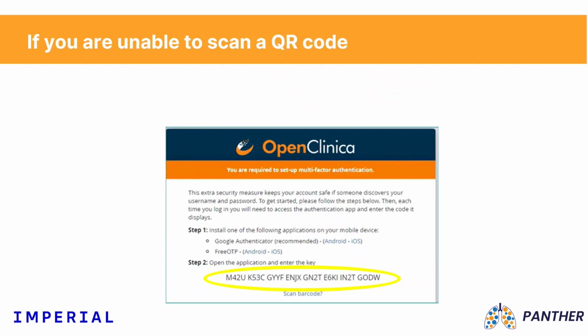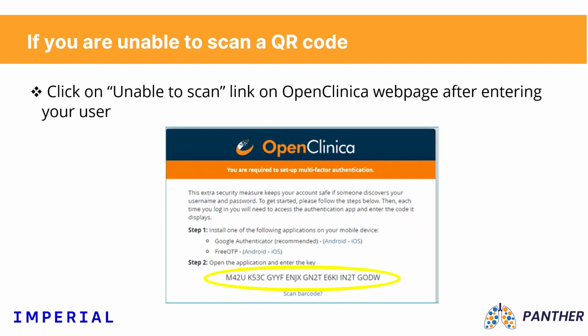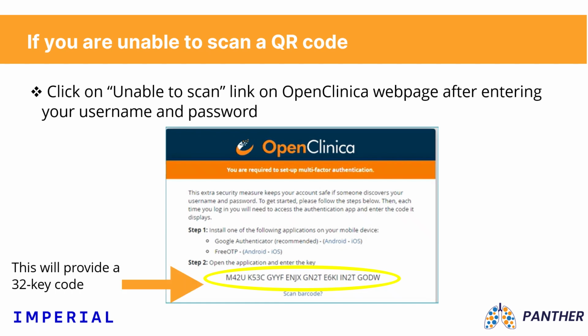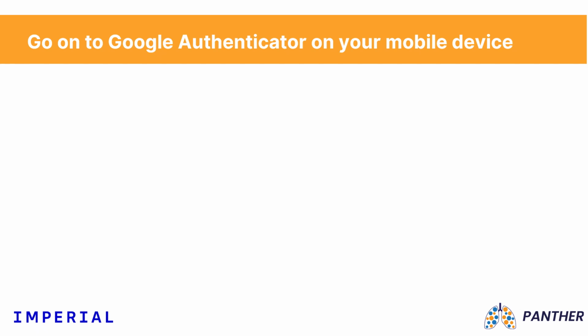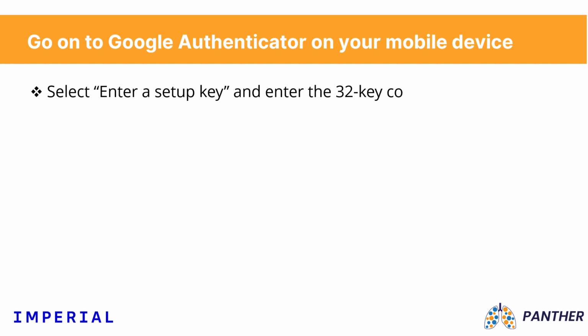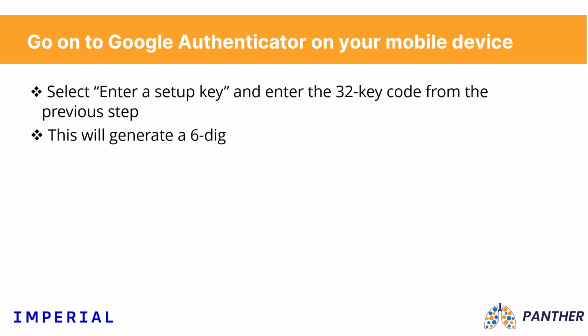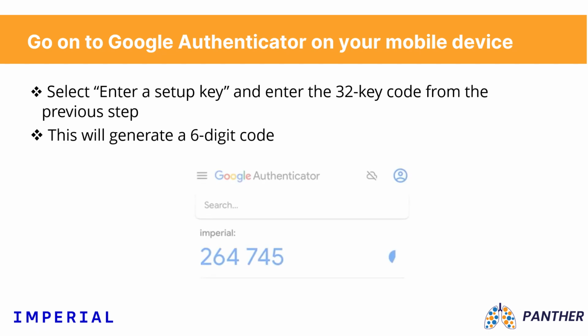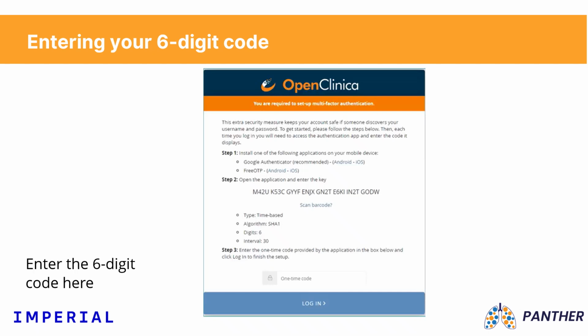If you are unable to scan a QR code, click on Unable to Scan link on OpenClinica webpage after entering your username and password. This will provide a 32-key code. Select Enter a Setup Key and enter the 32-key code from the previous step. This will generate a 6-digit code. Enter the 6-digit code here and click here to log in.